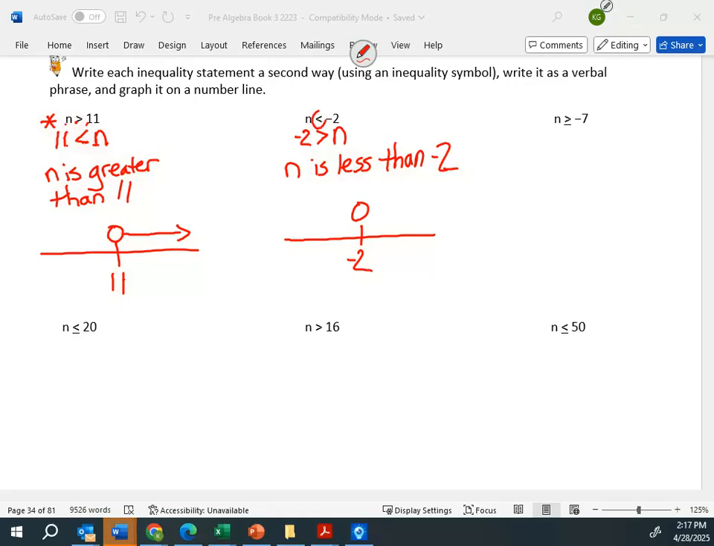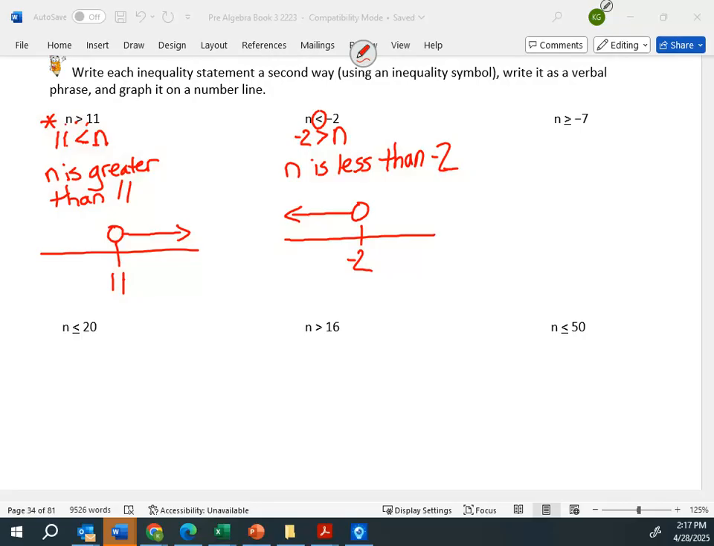There is no equal sign underneath my less than symbol. So it has to be an open circle. So n is less than -2, so it's all these numbers on the number line that are smaller than -2, -3, -4, -5. They're all smaller, so I go to the left.